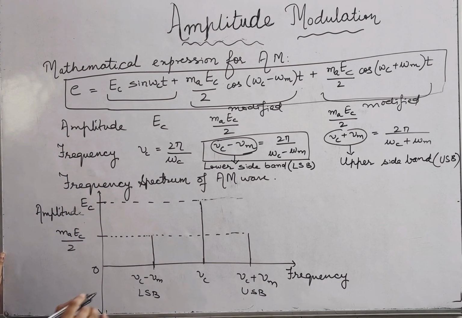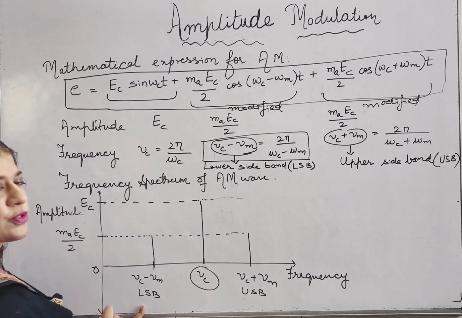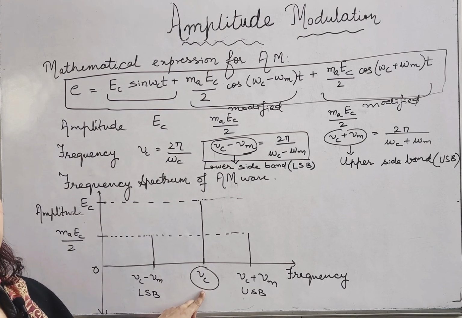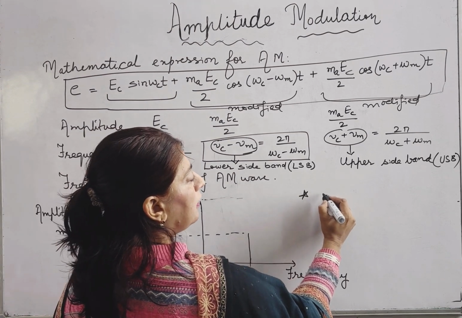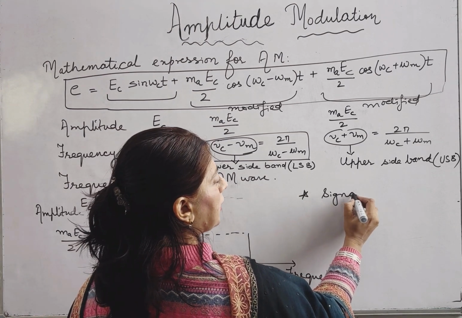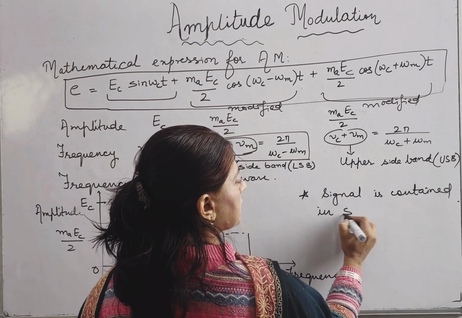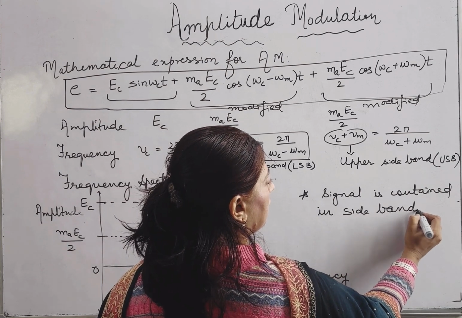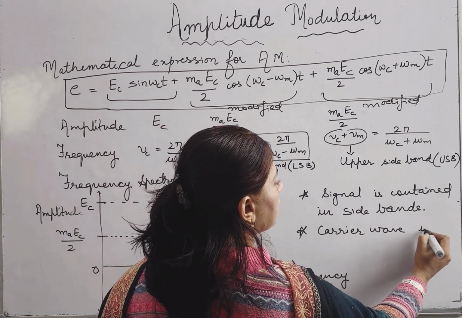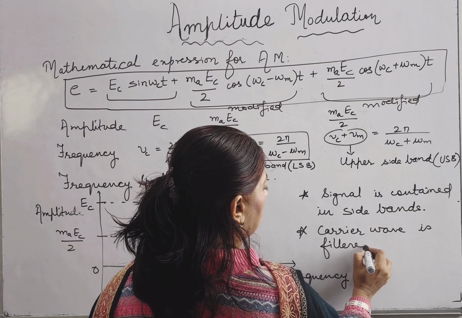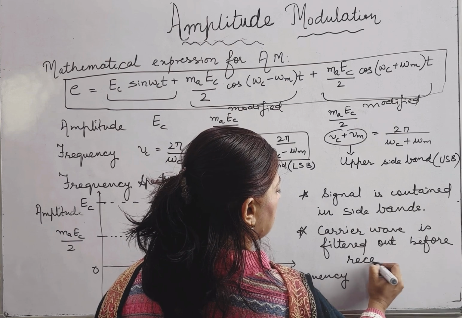The signal is contained only in these side bands, and the carrier wave frequency nu C is filtered out before the receiving antenna. So these are the important conclusions. The signal is contained in sidebands only. Carrier wave is filtered out before the receiving antenna.